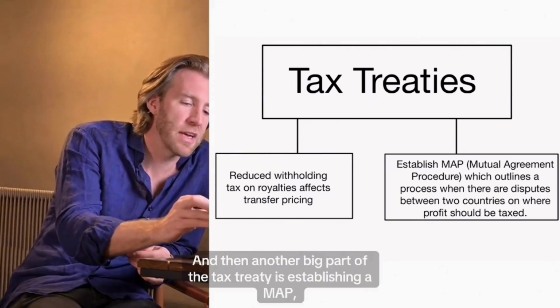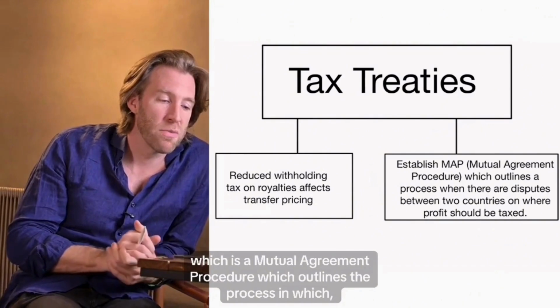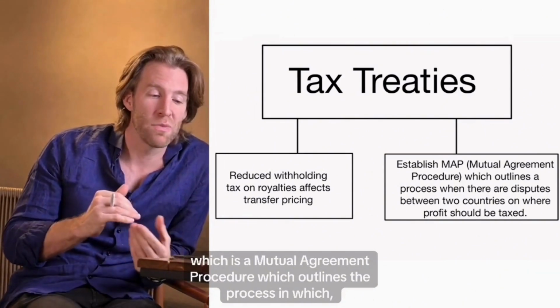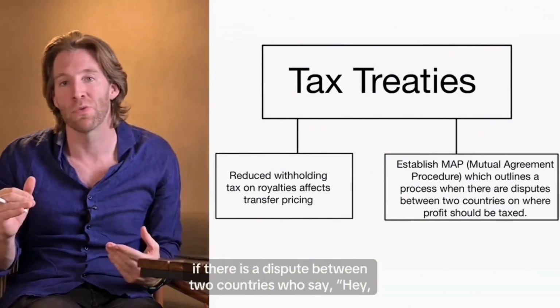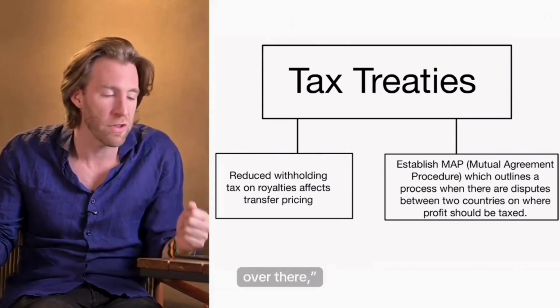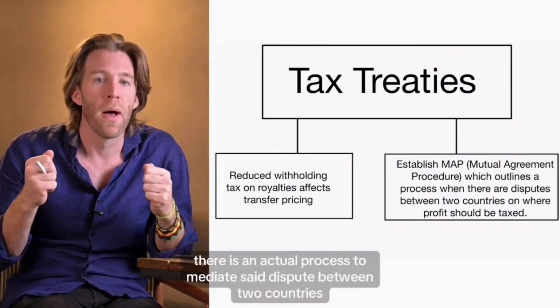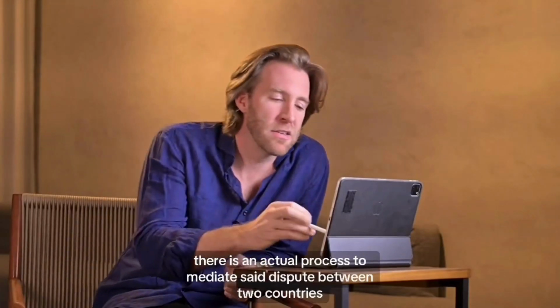And then another big part of the tax treaty is establishing a MAP, which is a mutual agreement procedure, which outlines the process in which, if there's a dispute between two countries who say, hey, the profit should be shifted over here, over there, there is an actual process to mediate said dispute between two countries where profits should be taxed.